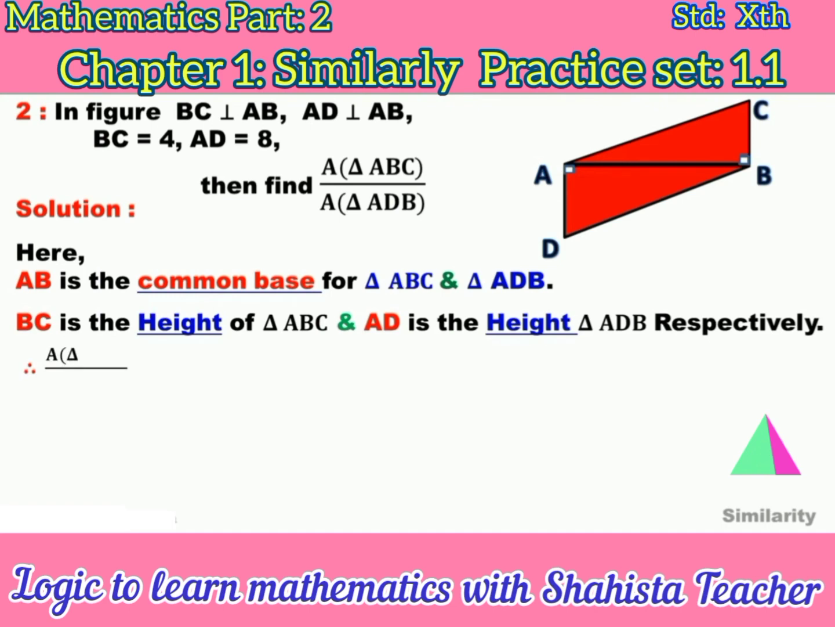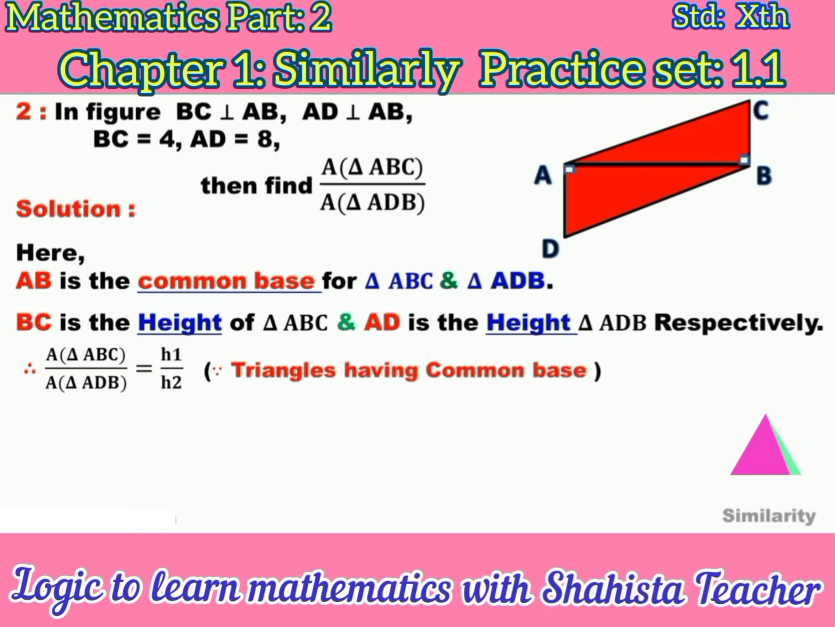So let's calculate the area of triangle ABC upon area of triangle ADB. Here we are going to find this value: height 1 upon height 2, because AB is the common base. This we have to remember. So here we will write, hence triangles having common base. Common base is AB. That is why we are considering only height.